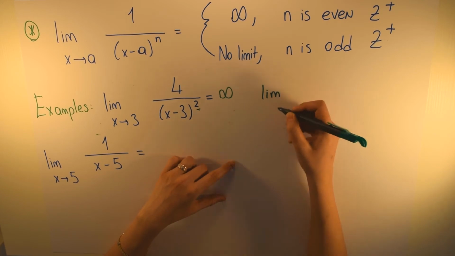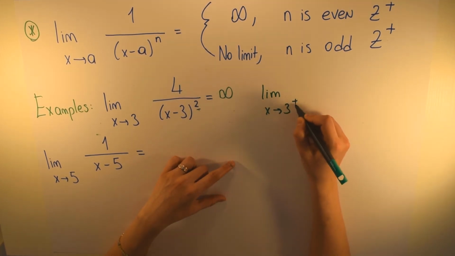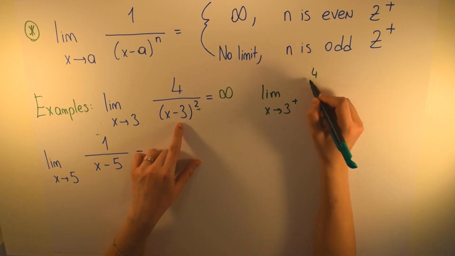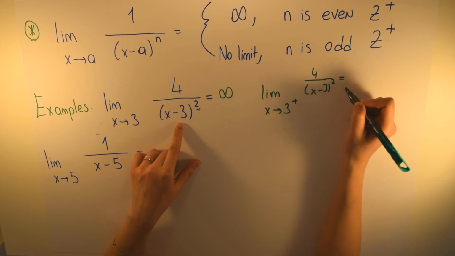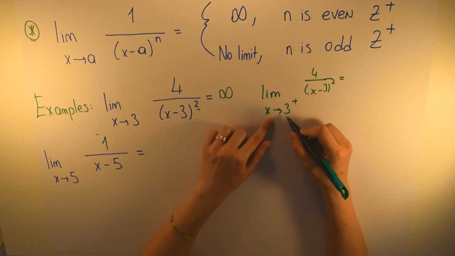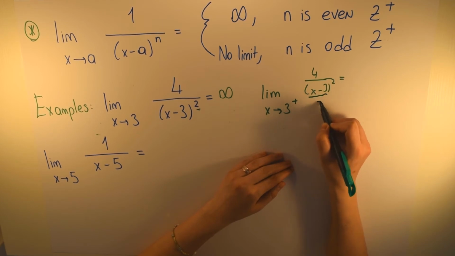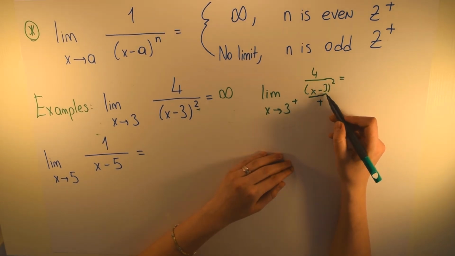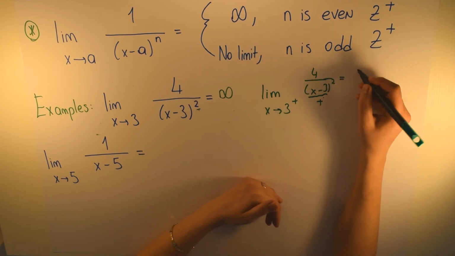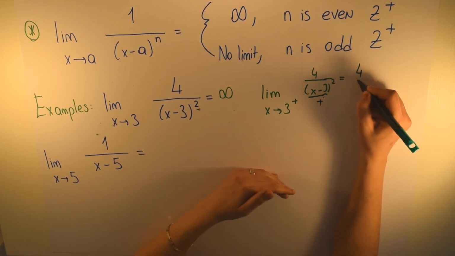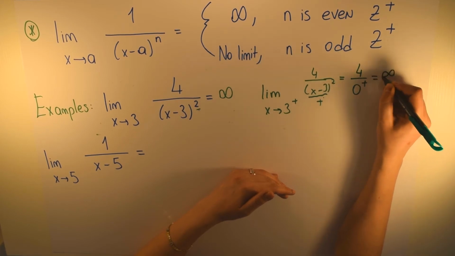So, the limit as x gets closer to 3 from the right side, of 4 over (x minus 3) squared. When you take x values greater than 3, it makes the parenthesis positive, and the denominator will get closer to 0. Sorry, it will get closer to 0. So it's 4 over 0 plus. So this will be equal to infinity.